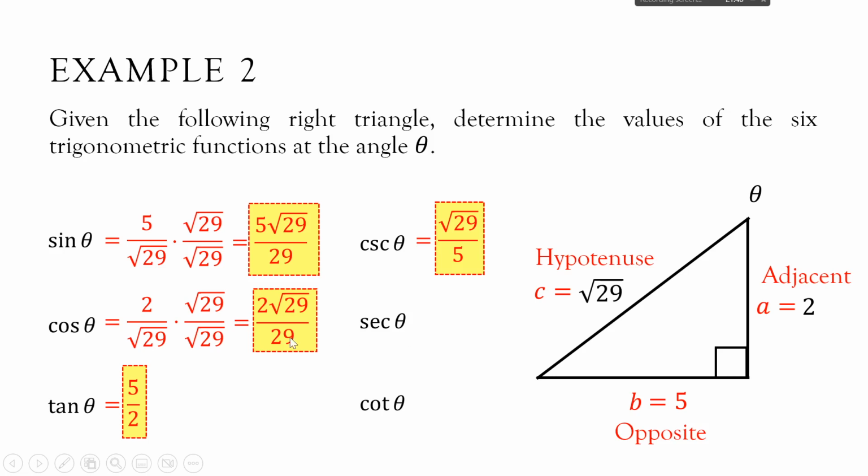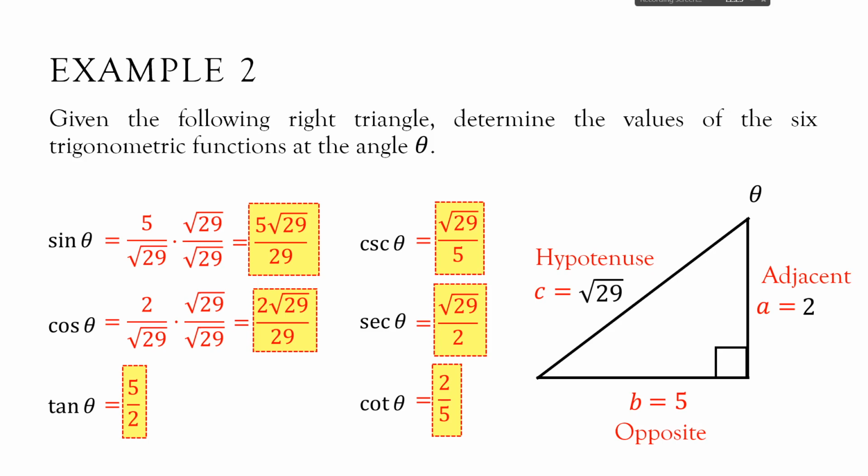Alright, what about secant? Well, secant, you can either think I can just flip this original version of cosine, giving me the square root of 29 over 2, or you can think secant is hypotenuse over adjacent, giving me the same answer. So there's two ways that you can always think about these on the second triple. Alright, and then cotangent. Cotangent, this should be the adjacent over opposite, or the flipped version of tangent. Either way, I get 2/5. So I have my 6 trig functions.